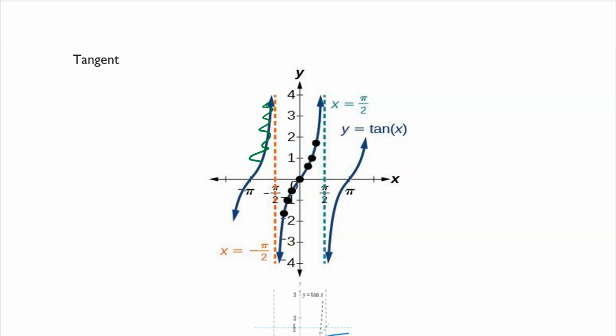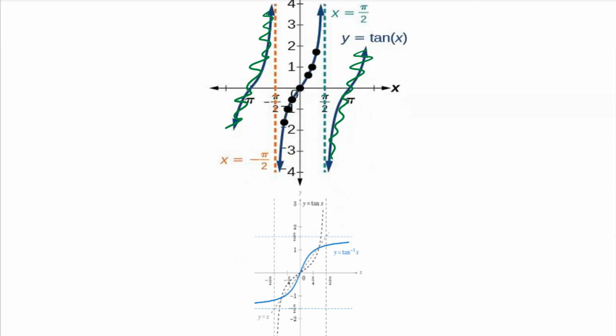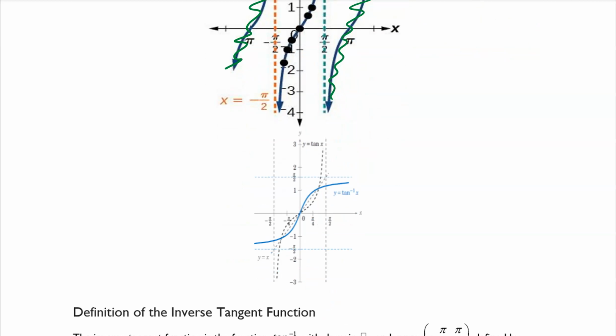So what we need to do is restrict our domain and make our new restricted domain negative pi over 2 to positive pi over 2. And if we do that, between those two vertical asymptotes, we have a one-to-one function, and we can create our inverse function. Now, the inverse function is the solid blue curve here, and notice that it is bounded for its y values up above by pi over 2, and it's bounded below by negative pi over 2.